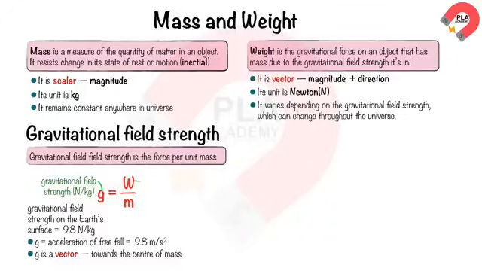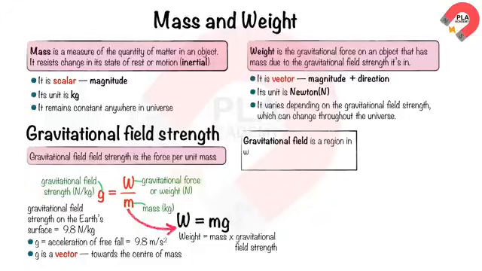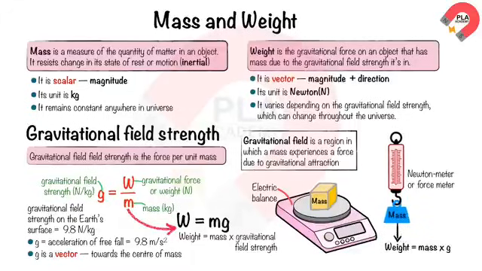W is a gravitational force, or weight, in Newton. m is a mass in kilogram. We can rewrite this equation to find weight as W equals m multiplied by g. Gravitational field is a region in which a mass experiences a force due to gravitational attraction. We can measure mass using an electric balance. Weight can be measured by a Newton meter or force meter.